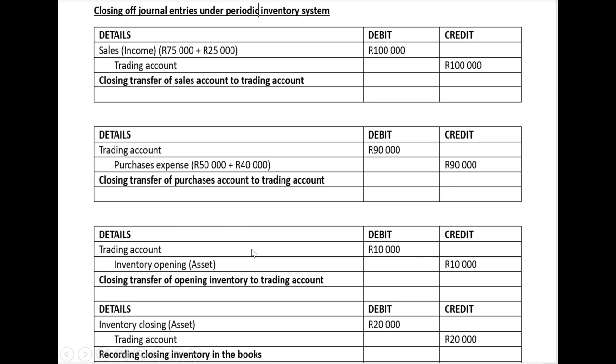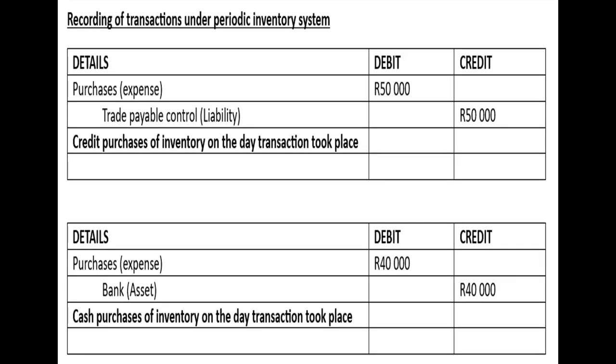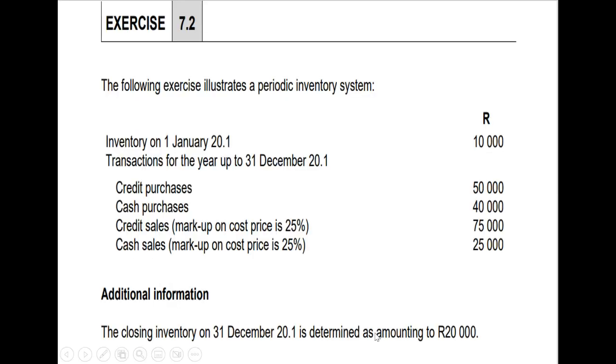So the opening inventory, you need to transfer it to the trading account. How do we do that? Inventory is an asset. If you want to transfer it, an asset decreases on which side? On the credit side. You credit that 10,000 and then you debit your trading account. Number two, we are told under the additional information that the closing inventory was how much? It was 20,000. Let's go back to that. We're told here it was 20,000.